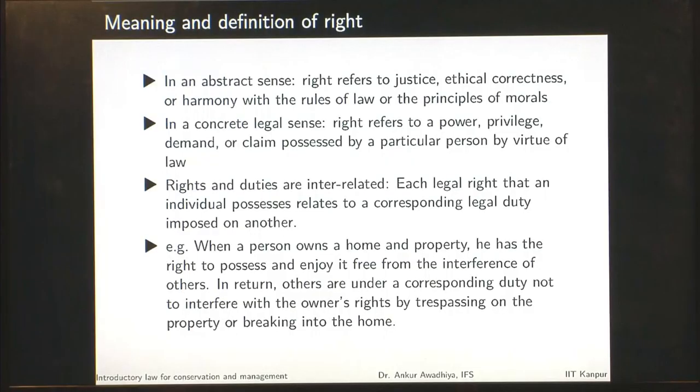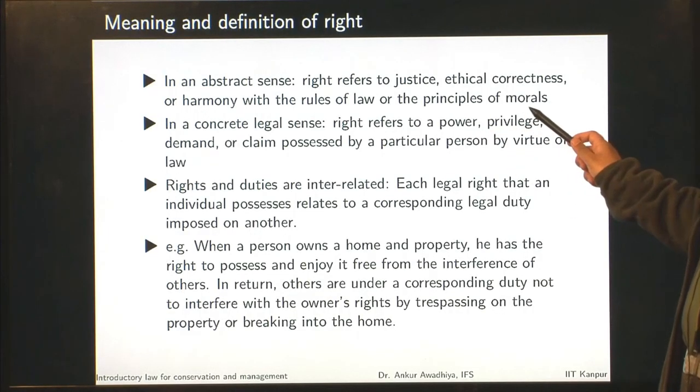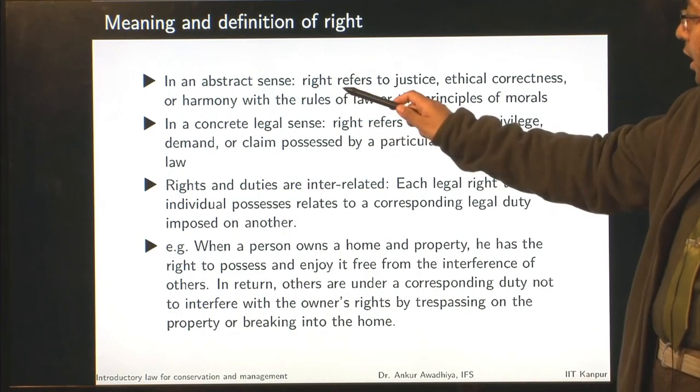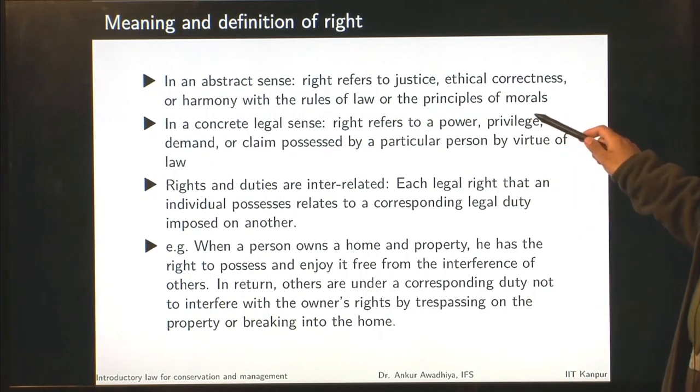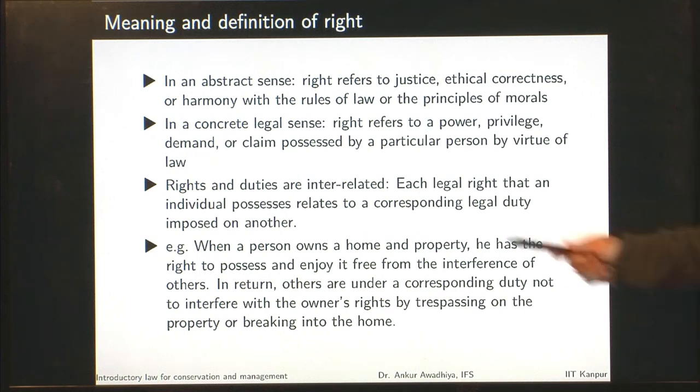Because even if there are certain rights, they can be abrogated or removed at any point of time. So, right in an abstract sense is the state where everything is in harmony with the rules of law or the principles of morals. That is, if everybody is doing what is morally and ethically correct, then we will say that people have rights, otherwise people don't have rights. Because people would be able to encroach upon or violate the rights of others if they are not morally sound. So, these are rights from an abstract sense.